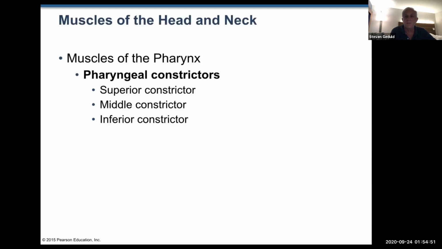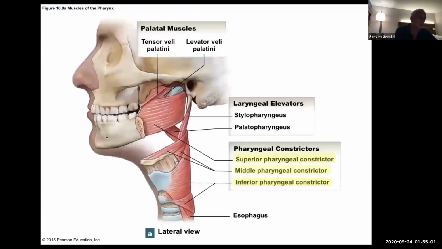Muscles of the pharynx. Okay, you've got superior, middle, and inferior constrictor muscles, and they all act to constrict the pharynx, just at different locations. Okay, so here's your superior pharyngeal muscles. Here's your middle pharyngeal muscles and your inferior pharyngeal muscles. Now look at the long axis of each one of those. They're all functioning in the same direction. They're all going to constrict the pharynx.